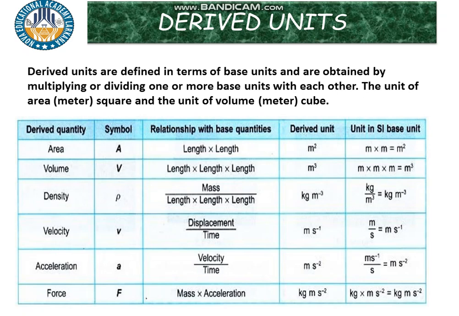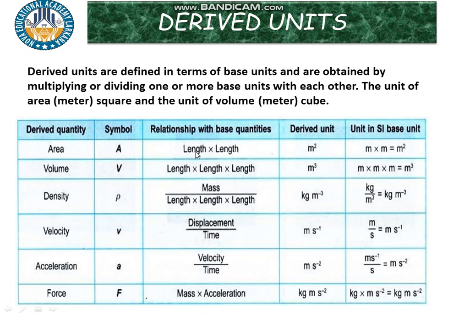Derived units are defined in terms of base units and are obtained by multiplying or dividing one or more base quantities, or maybe a derived quantity, with each other. The unit of area is meter square, and the unit of volume is meter cube. Let's see the table. Area, its symbol is A. Its relationship with base quantities is length into length. However, the formula of area is length into width. But however, the relationship of the width is similar with the length.